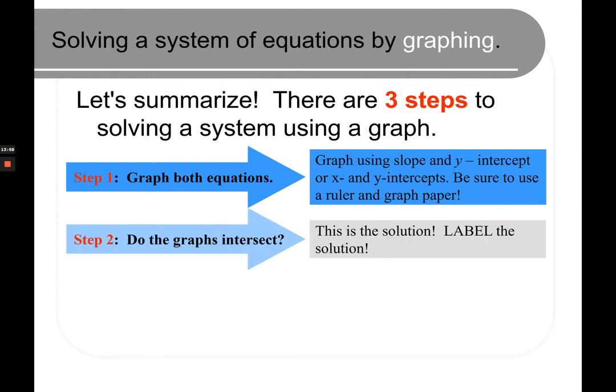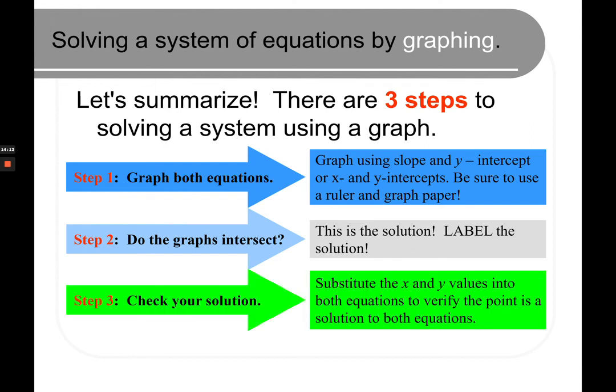Step 2, do the graphs intersect? If there is an intersection, that is the solution. Label it using the x and y coordinate. Which is your solution? To make sure that you got the correct solution, you can do a checking. Substitute the coordinate x and y's into both equations. It should make both equations true to be considered a correct solution.